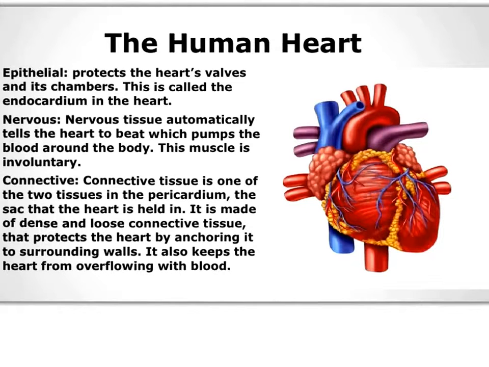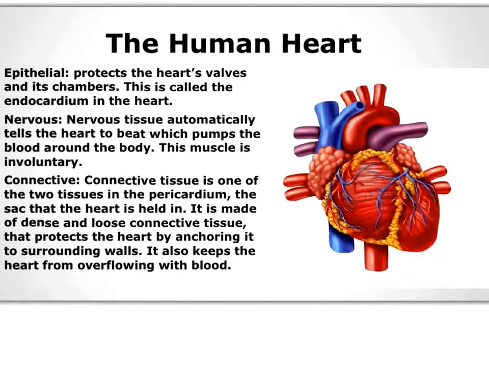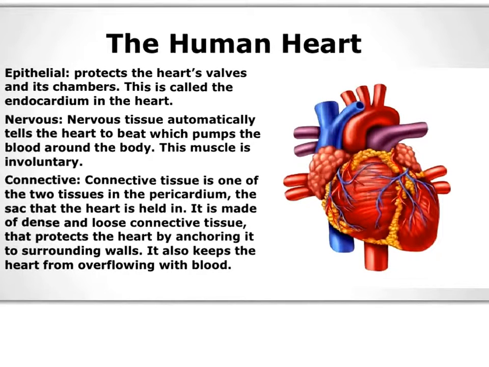It makes up the pericardium, which is the sac that the heart is in, in your chest cavity. And it protects the heart. It also connects or anchors it to the surrounding tissue so it doesn't move around in your chest cavity. And it also keeps the heart from overflowing with blood. So those are the 4 tissue types and an example of an organ that demonstrates all 4 of them. And I hope that you've learned a lot about the different tissue types and their functions. Now on to organ systems.